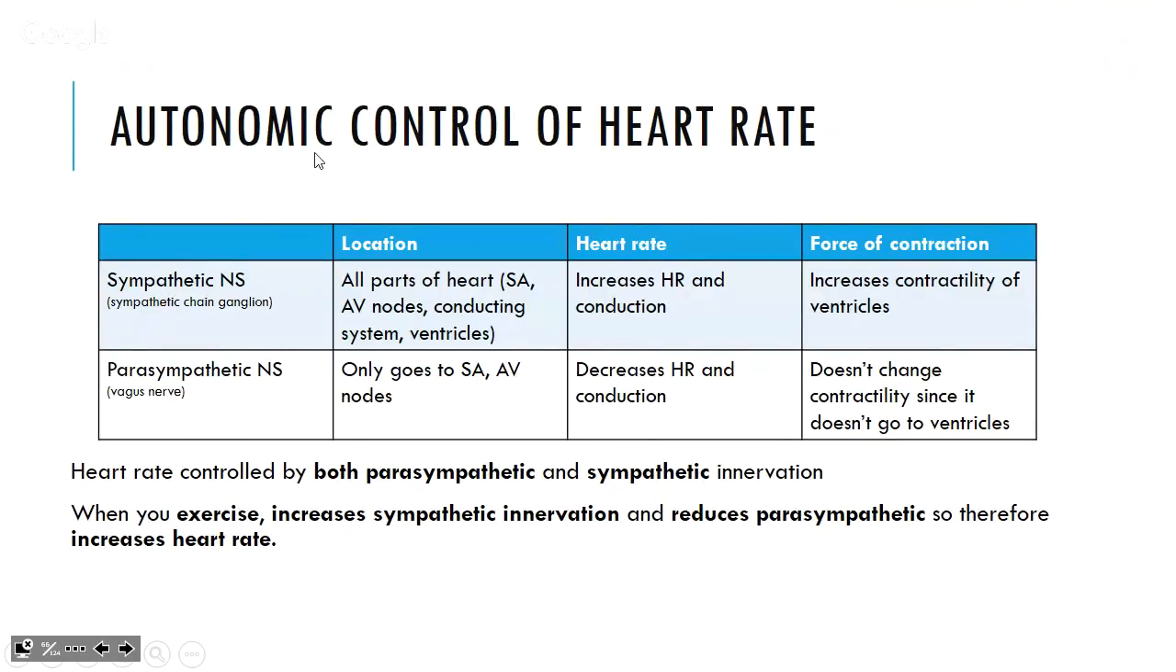Okay, so for autonomic control of the heart rate. As you may know, you get sympathetic and parasympathetic innervation of the heart. Sympathetics will innervate all the conducting parts of the heart, so the SA node, the AV node, and it will also supply the ventricles. Because it supplies the ventricles, you'll get increased contractility, which is just how much the heart contracts. You also get increased heart rate and conduction because it supplies the conducting system. Parasympathetic will only supply the conducting system, so it will decrease heart rate and conduction, but it won't affect contractility.